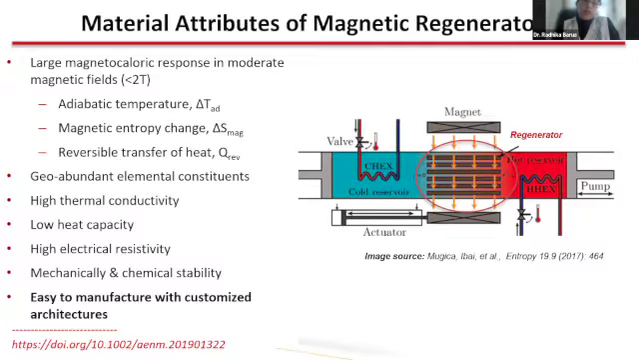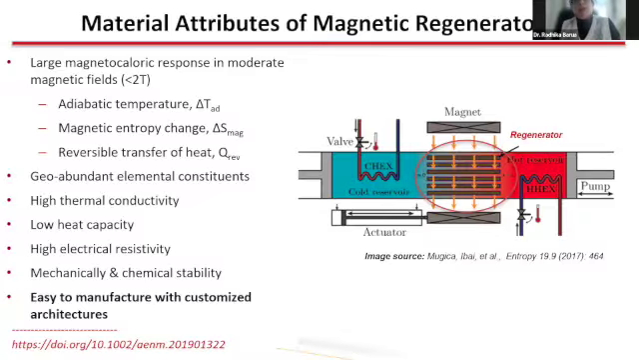It should, of course, be made of geo-abundant elemental constituents that have no supply chain complexities associated with it. It should have high thermal conductivity, low heat capacity, so it doesn't itself get heated up, but just transfers the heat to the water. High electrical resistivity, because it's being subjected to a continuously changing magnetic flux. You don't want too much eddy current loss. It should be mechanically strong and, of course, chemically stable. Corrosion resistance, since it is always in contact with the heat exchange fluid.